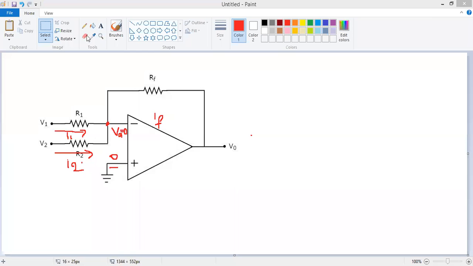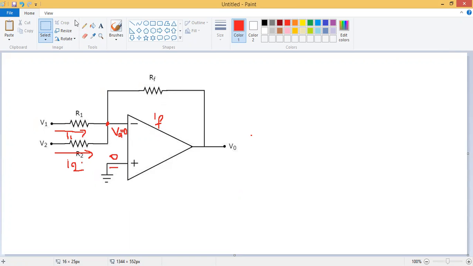Good morning. We are going to learn about the inverting adder circuit. So we have two types of adders using op amp. First one is inverting adder and the second is non-inverting adder. We gave the input to the inverting terminal so that it is going to add the inputs from the inverting terminal only. That's why we call it an inverting adder.